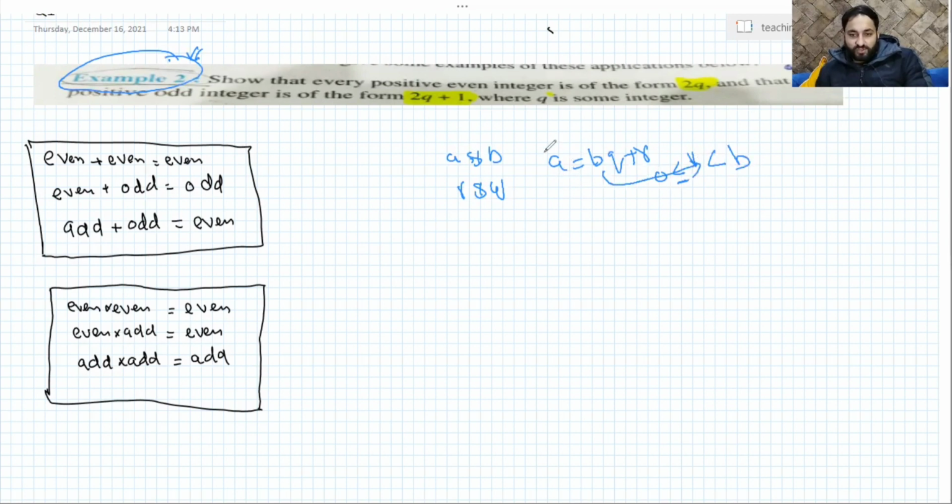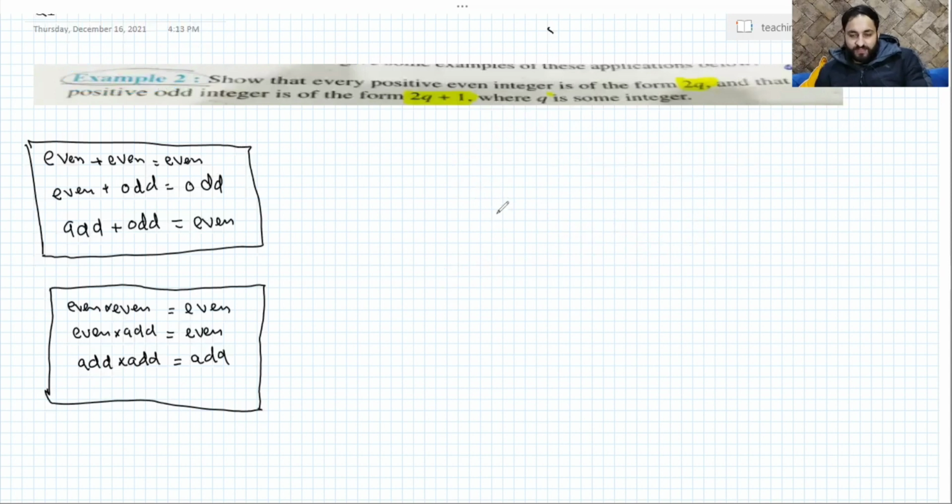So Euclid's division lemma is saying that you can represent any integer in the form bq plus r, or you can represent any integer in terms of multiples of another integer, such that r is greater than or equal to 0 and less than b. Are you getting?